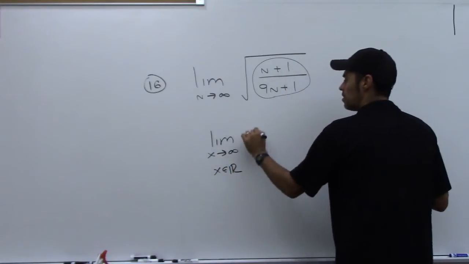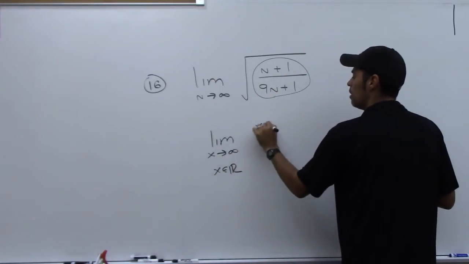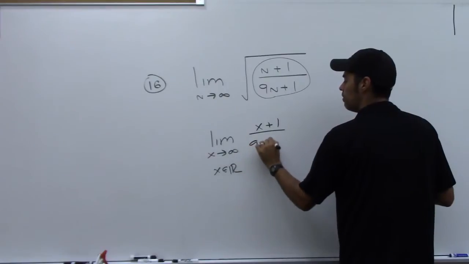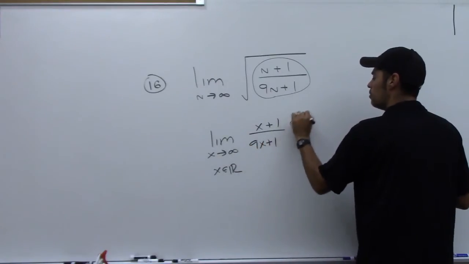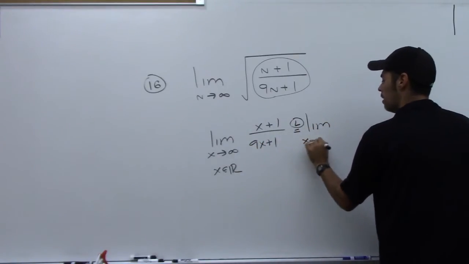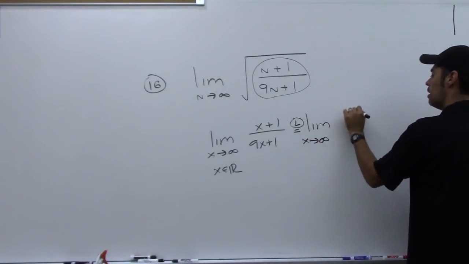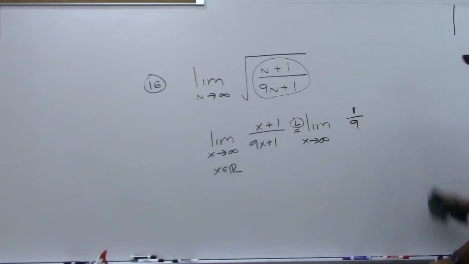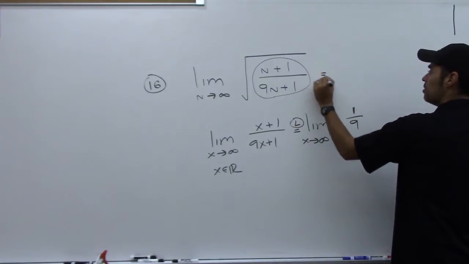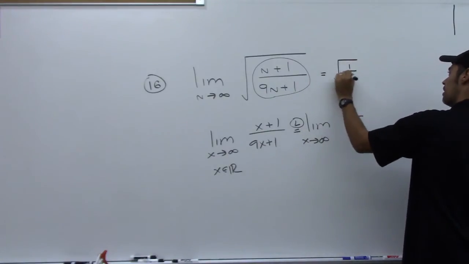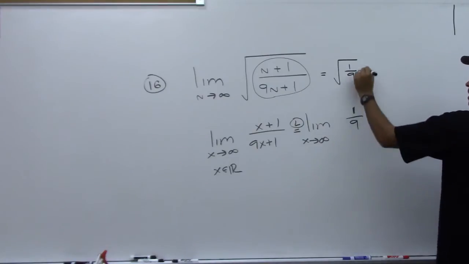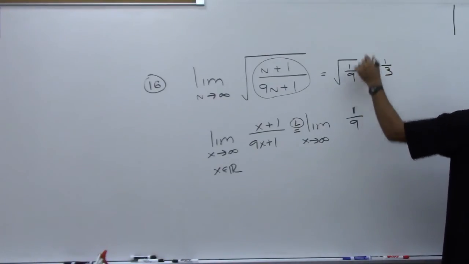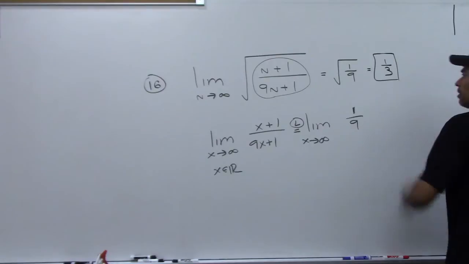And let me just look at this inside piece. X plus 1 over 9x plus 1. By L'Hopital's rule, this is going to go to 1 over 9. So that's going to 1/9. So I know that this is headed to the square root of 1/9, which is going to be 1/3. Just take the square root of the top and bottom. So it converges to 1/3.